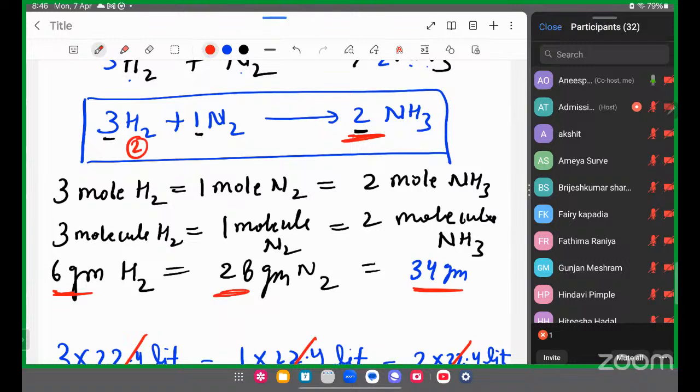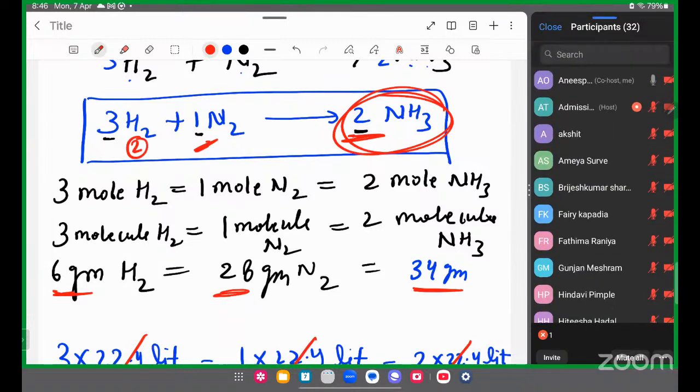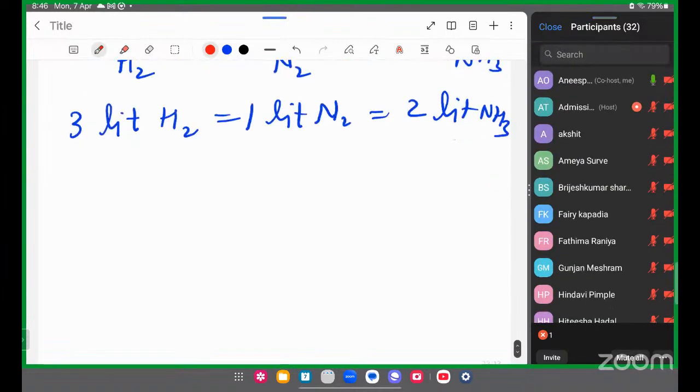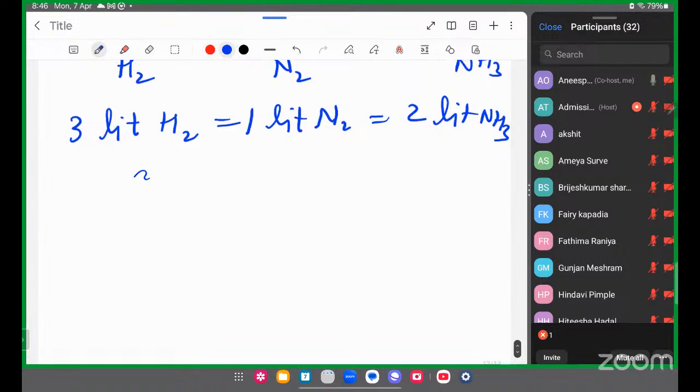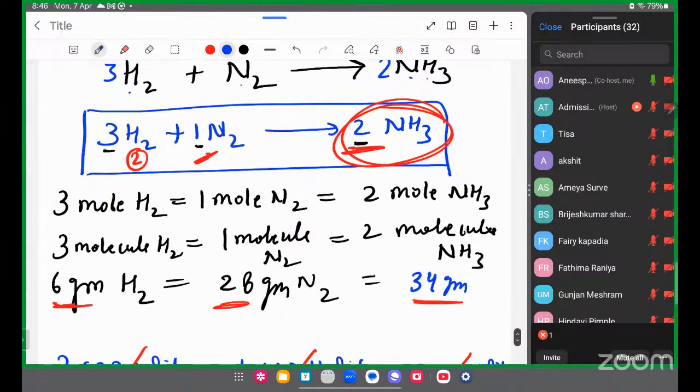Yes? Anyone? 1 mole of nitrogen gives 2 mole ammonia. If we are having 2 mole nitrogen, how many moles of ammonia will be there? No one. It's a simple question. 4. Thank you. You answered so quickly, I am obliged to you.